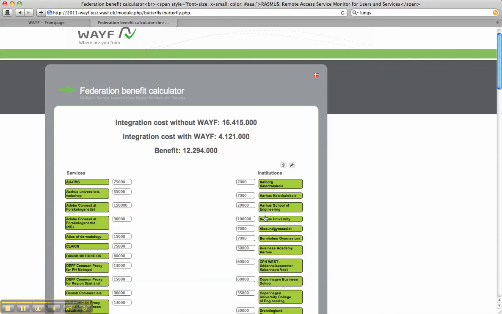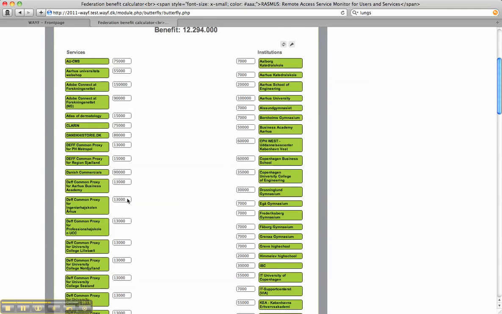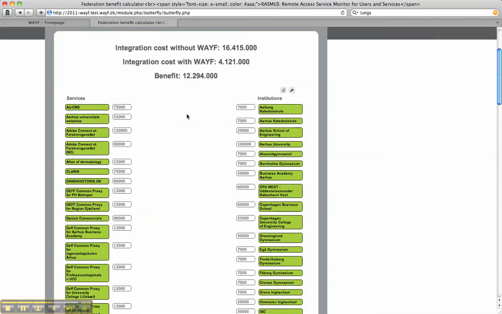Now, if we, for one IDP, simply add up the integration costs listed on the left-hand side for the services, if there was no WAYF in the middle, they would have to integrate to each of the services, and that would be a very expensive thing. Now, based on the statistics and all active connections, we can tell that the cost would be 16 million Danish kroner if there was no WAYF in the middle. As everybody has connected to the entity in the middle, WAYF, now the integration costs for all the active connections are 4 million. So the benefit, so to speak, is 12.3 million.